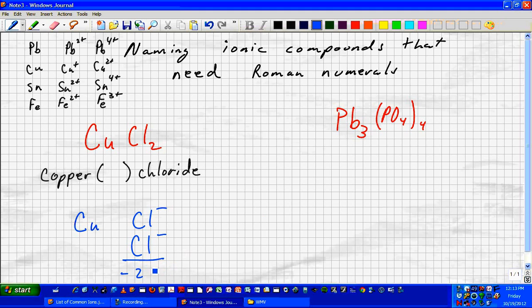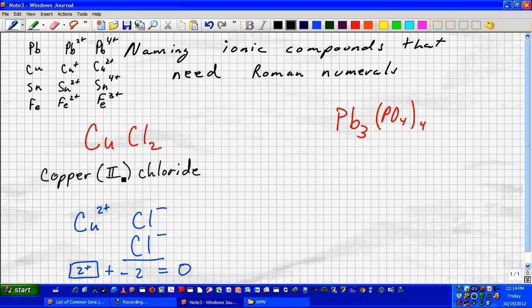If I add those two up, I know that whatever charge this is plus a -2 has to add up to 0. Well, what plus a -2 adds up to 0? That'd be a +2, so this must be the copper 2 ion. So I'm going to put Roman numeral 2 in here. So it's copper 2 chloride.